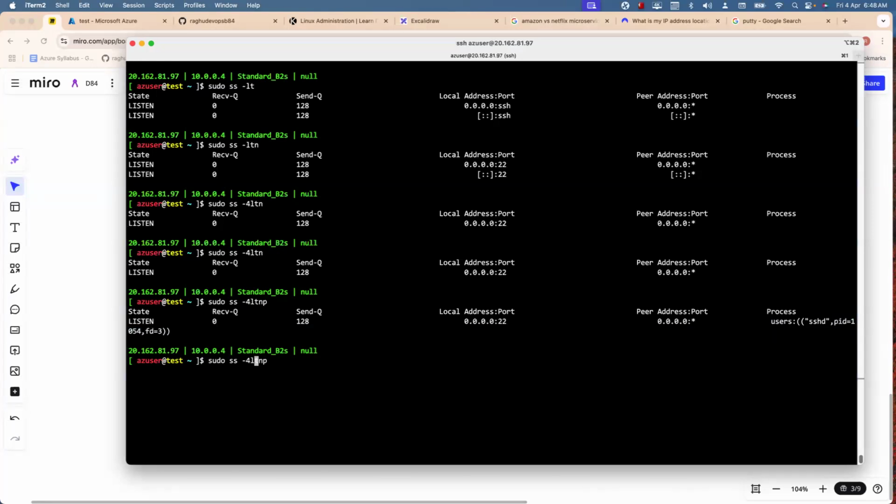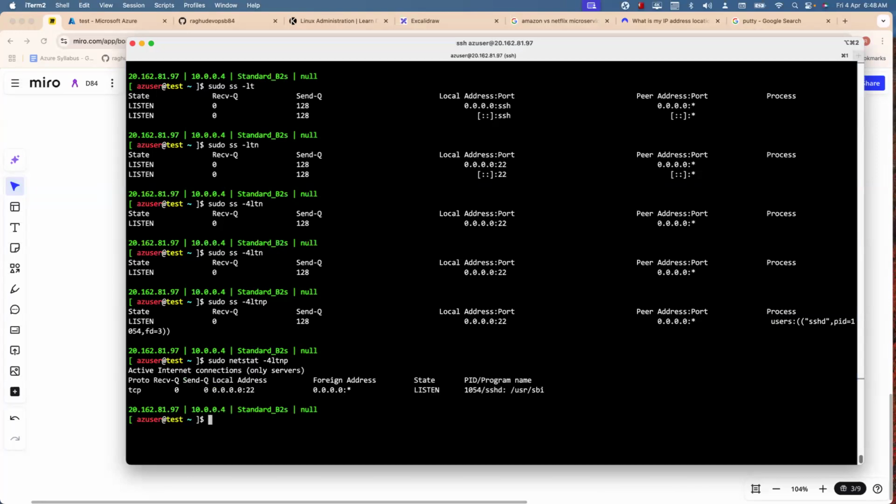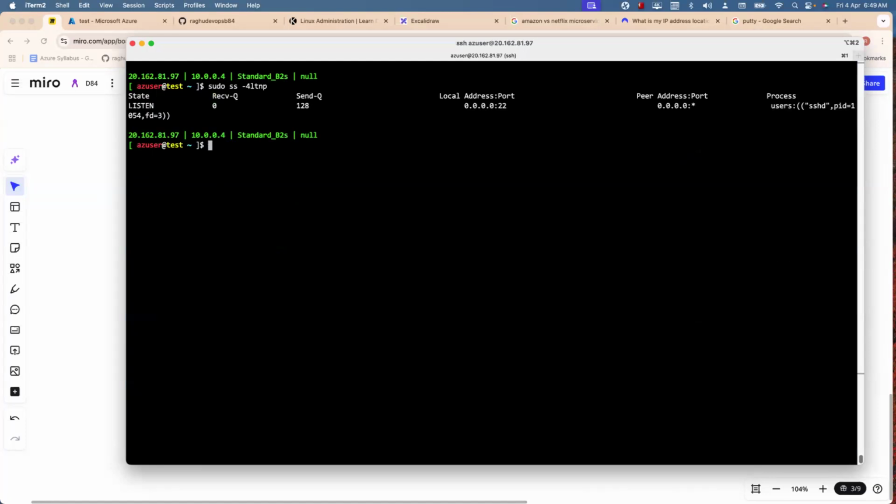And the same command is available for netstat also, netstat -lnt. It is just showing in different columns, trying to show it in a different way. All right, so this is how we are going to deal with open ports on my system.